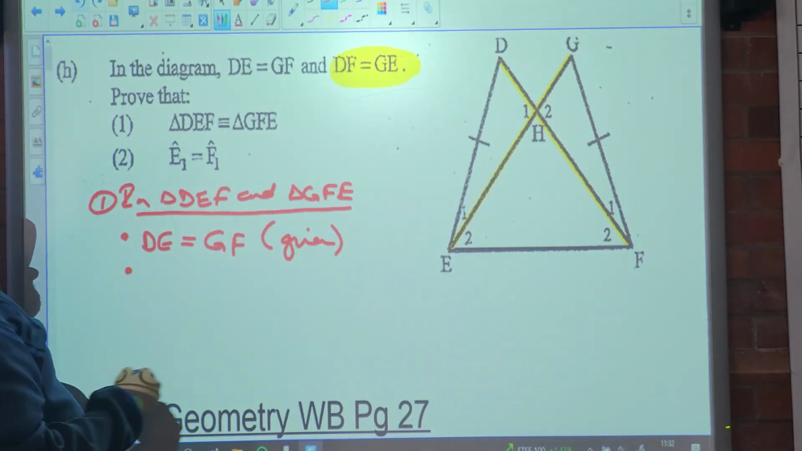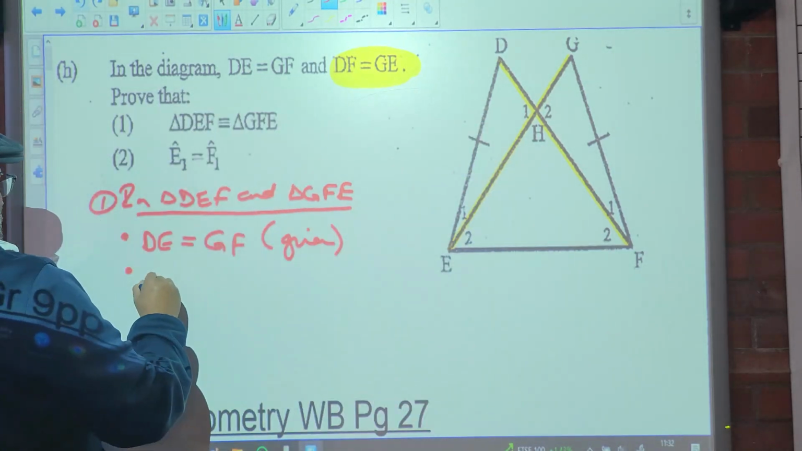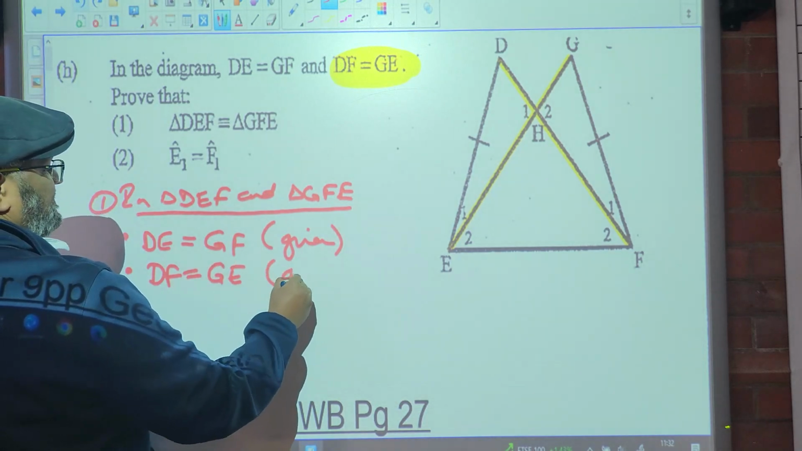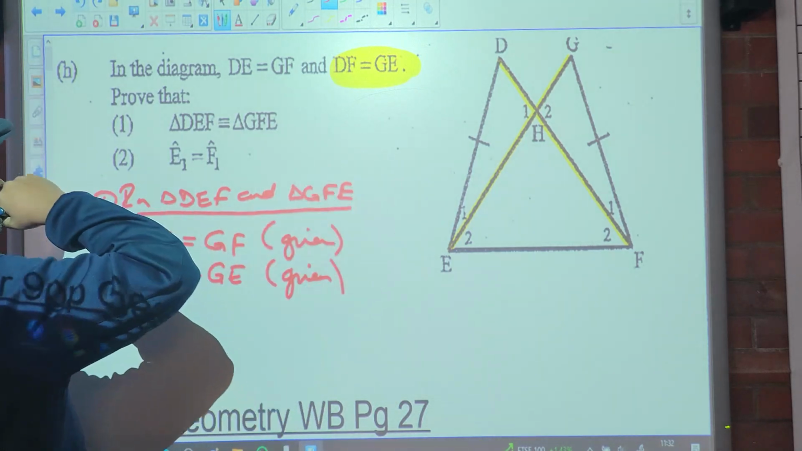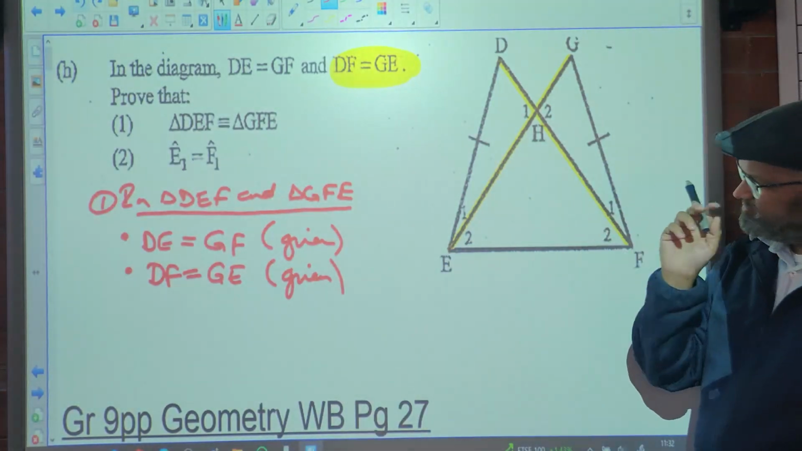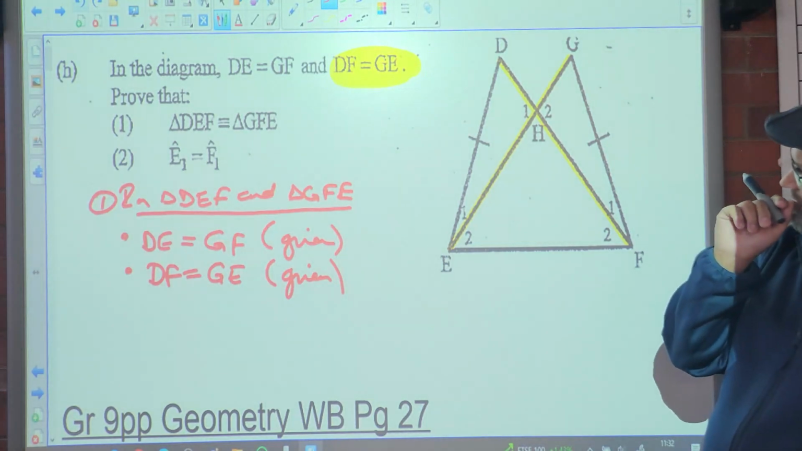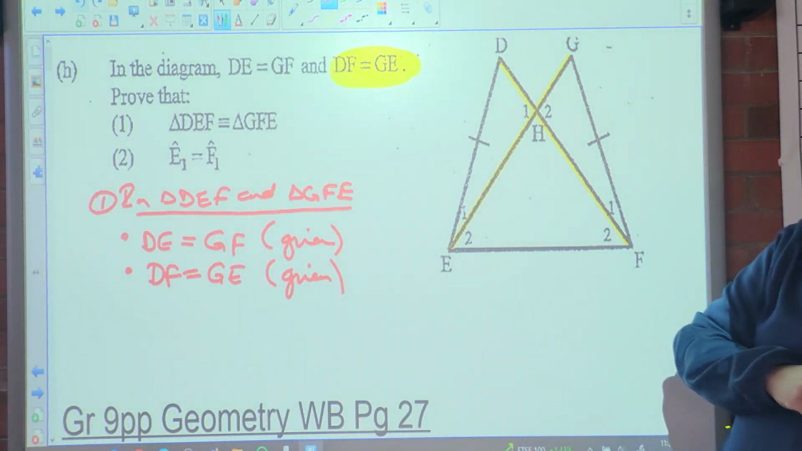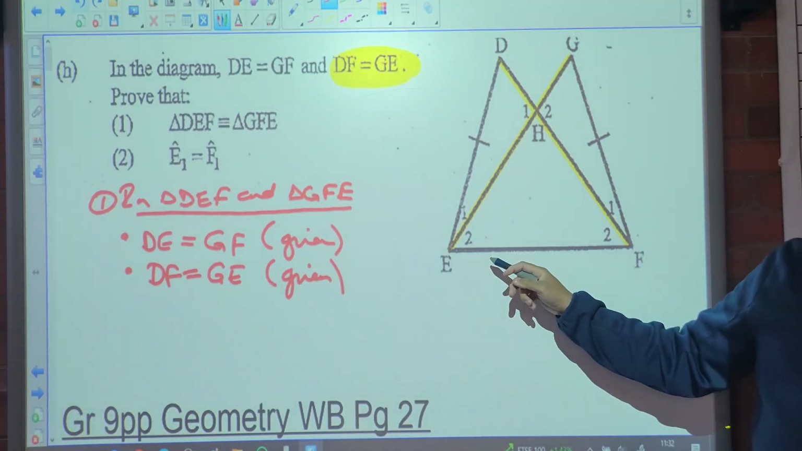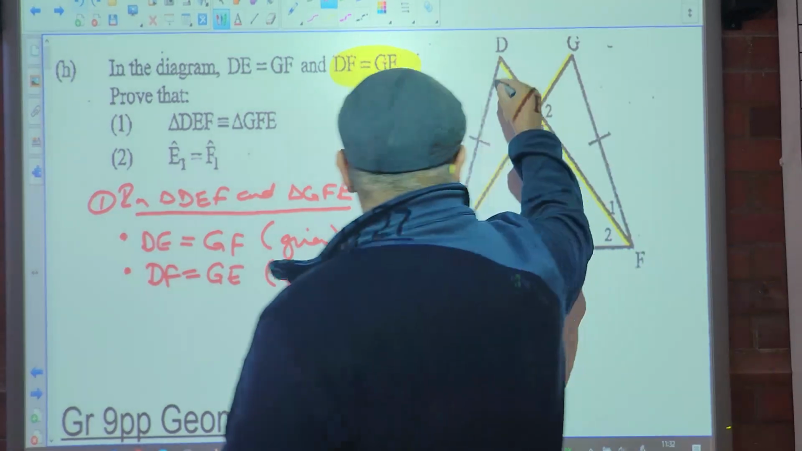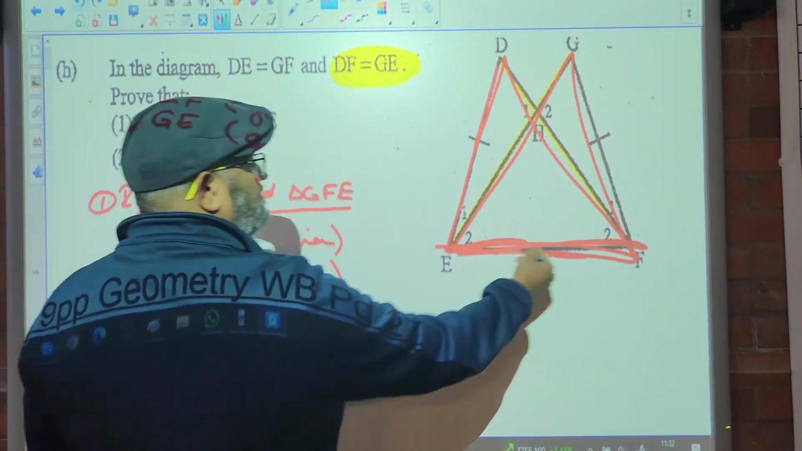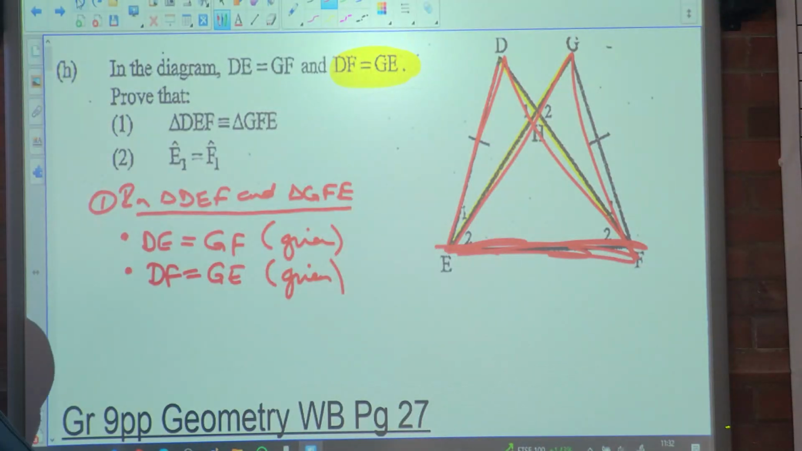Okay. DF is equal to GE. Why? Given. That's the marking in yellow. So, if we look at this here, we need one more. EF is in both triangles, so EF is the common side. You see that? Here's the one triangle, and here's the other one. EF is in both.